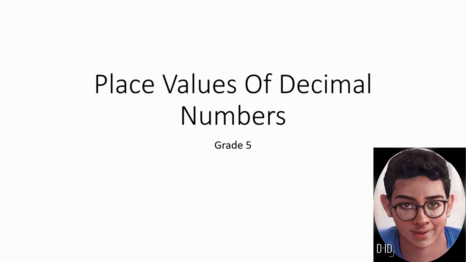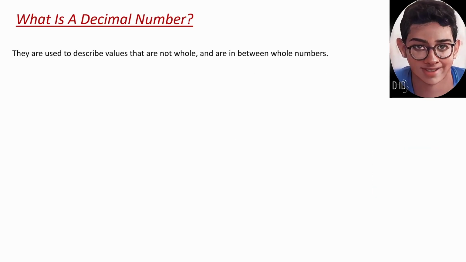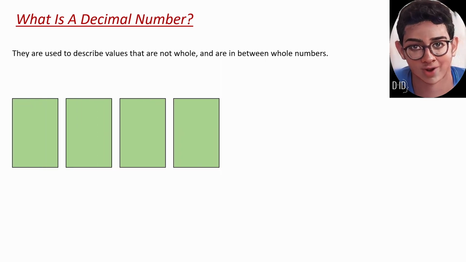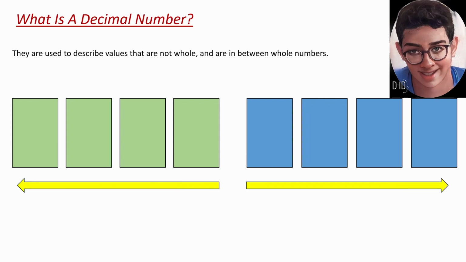Today, we will be learning about the place values of decimal numbers. But as usual, we need to know what a decimal number is, as they are used to describe values that are not whole, and are in between whole numbers. While whole numbers infinitely go on to the left, decimal numbers infinitely go on to the right.